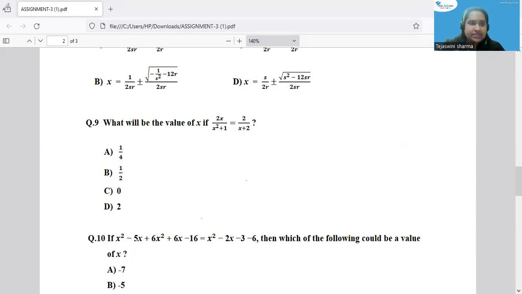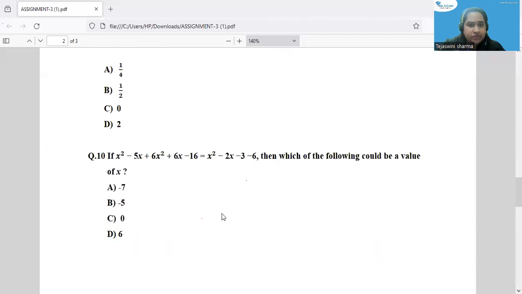The 10th question says that given the expression x to the power 2 minus 5x plus 6x to the power 2 plus 6x minus 16 is equal to this expression, then which of the following could be a value of x? In that manner, we can simply plug in the values and check our solution. If you put 0, you will get nothing, which means you are not going to get a proper solution.